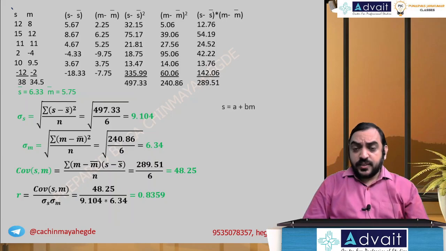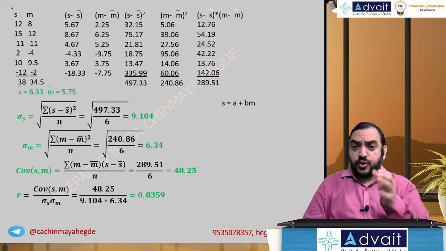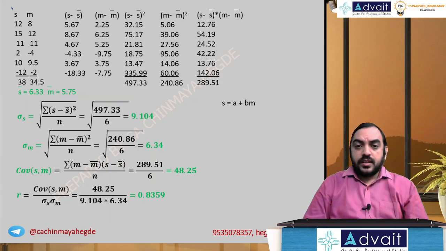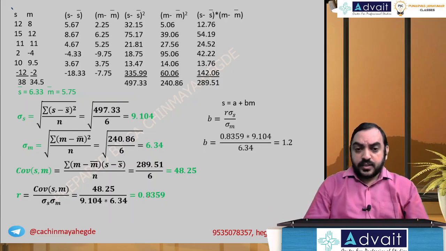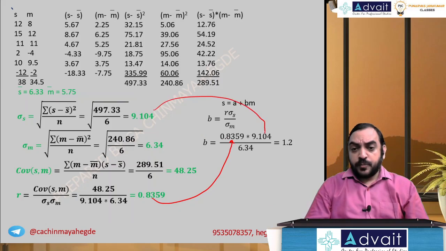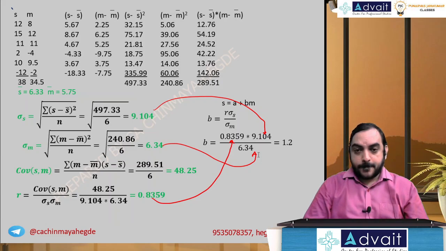We need the regression line. Security return is alpha plus beta into market return, Rm, or I've just written S. Beta is calculated by r into standard deviation of security by standard deviation of market, security risk by market risk: 0.8359, that is the correlation coefficient, standard deviation of security 9.104, and market standard deviation 6.34. So beta is 1.2.